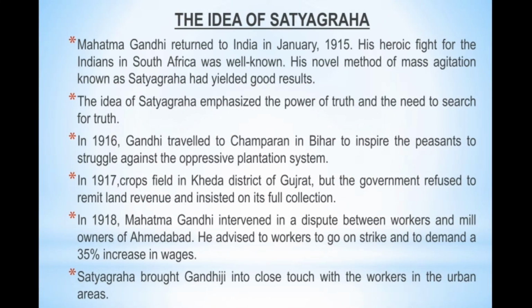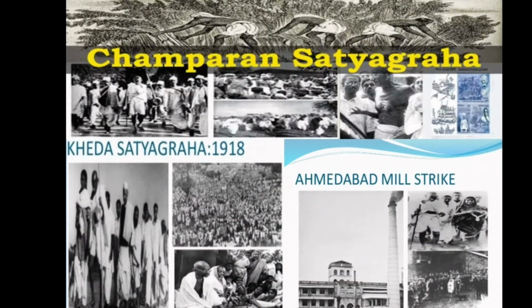Idea of Satyagraha. As soon as Mahatma Gandhiji returned from South Africa to India in 1915, he launched three Satyagrahas subsequently: Champaran, Kheda and Ahmedabad. These are the three places where he launched Satyagraha. 1916, Champaran, against the oppressive plantation system. 1917, Kheda, district of Gujarat, against the land revenue system. And 1918 in Ahmedabad, the mill workers' strike, where they demanded a 35% increase in wages and better working conditions against the mill owners. So these are the Satyagrahas launched by Gandhiji.